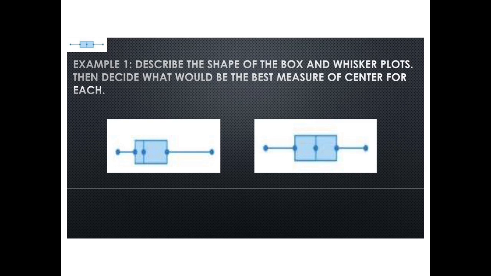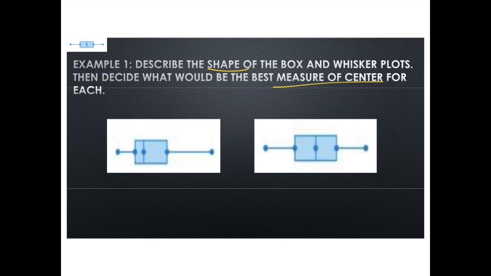All right, so for our two Box and Whisker plots here, we're going to do two things. We're going to describe the shape, which means is it skewed or symmetrical, and then we're also going to decide what would be the best measure of center, median or mean, based off of the type of data we have, or the skewness.